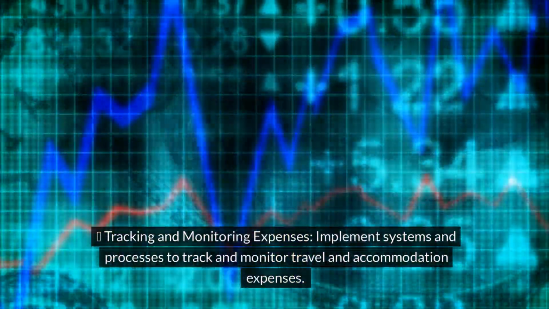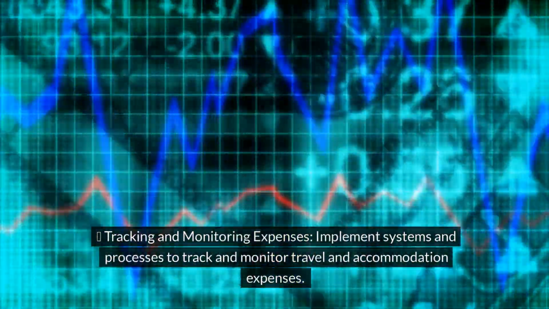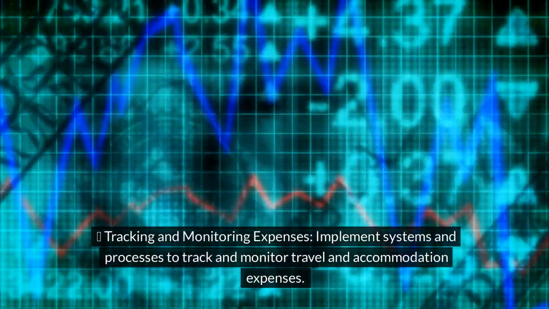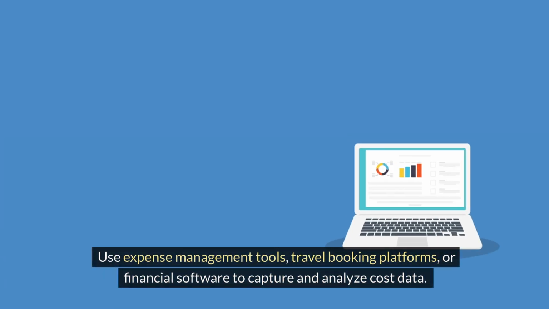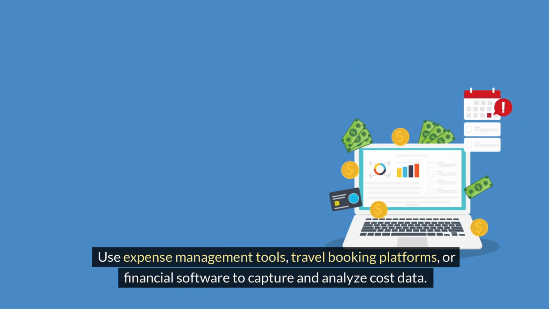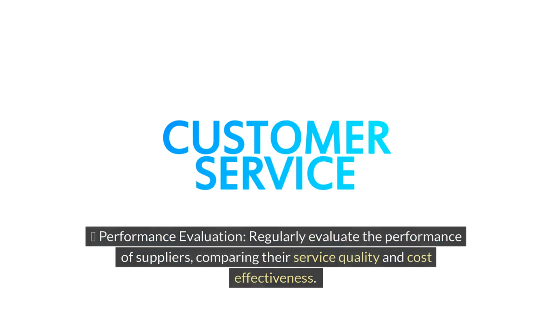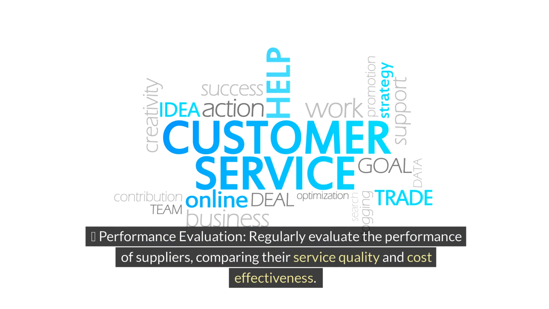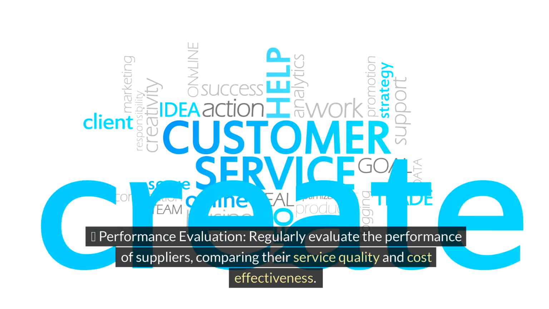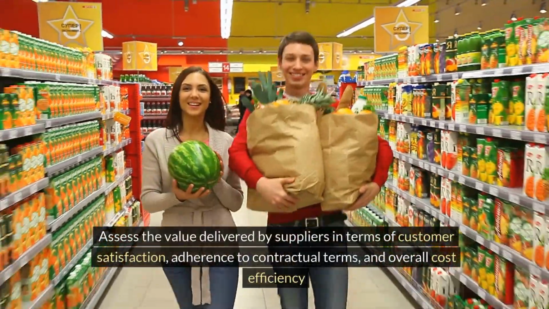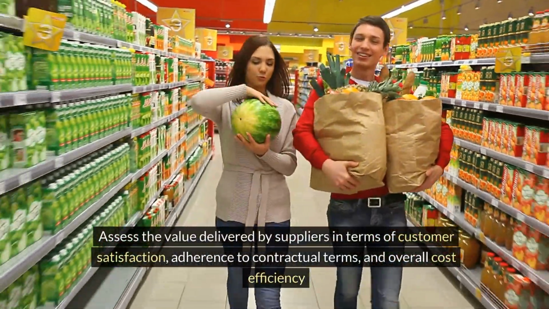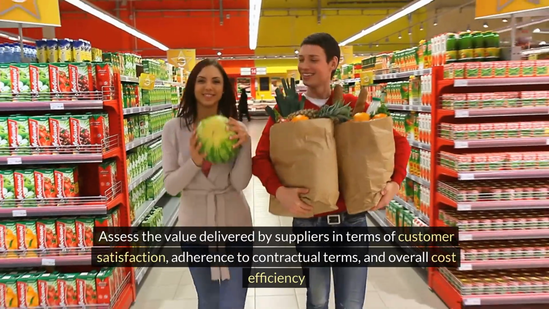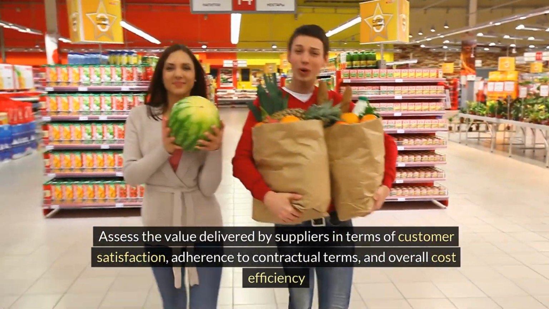Tracking and monitoring expenses. Implement systems and processes to track and monitor travel and accommodation expenses. Use expense management tools, travel booking platforms, or financial software to capture and analyze cost data. Performance evaluation. Regularly evaluate the performance of suppliers, comparing their service quality and cost effectiveness. Assess the value delivered by suppliers in terms of customer satisfaction, adherence to contractual terms, and overall cost efficiency.